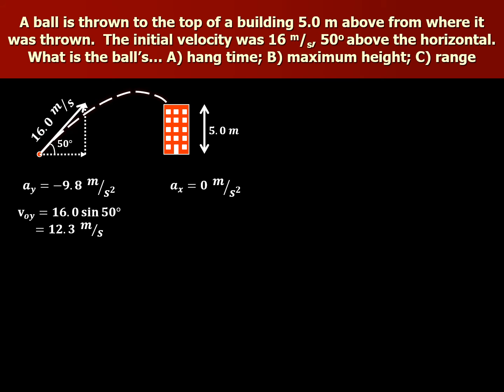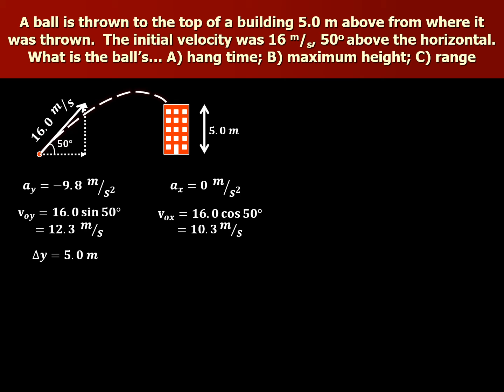For the initial velocity, the y component is the upward one, so it's going to be 16 sine of 50 degrees, which is 12.3 meters per second. The x component is going to be 16 cosine of 50 degrees, which is 10.3 meters per second. We also know that from the beginning all the way to the end, the total displacement is going to be 5 meters in the vertical direction.